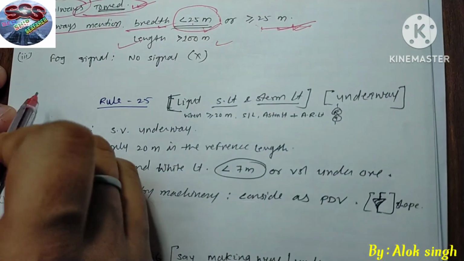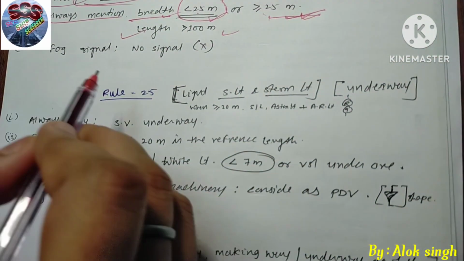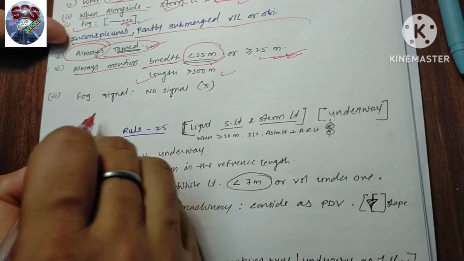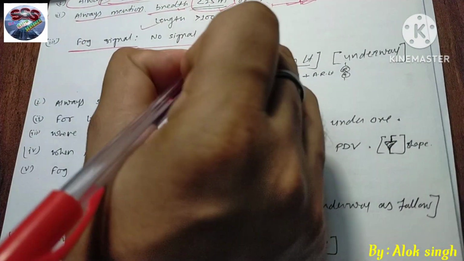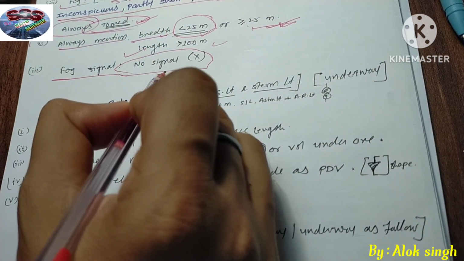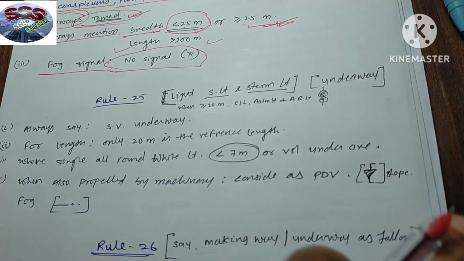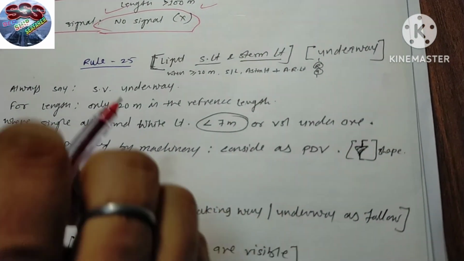So at the ends of the width, we have to show the additional two all-round white lights, as mentioned in Rule 24. You can consult it from there. For fog signal, there is no fog signal, because this is not manned. If it is not manned, there will be no fog signal. This was the highlighting point in this card.